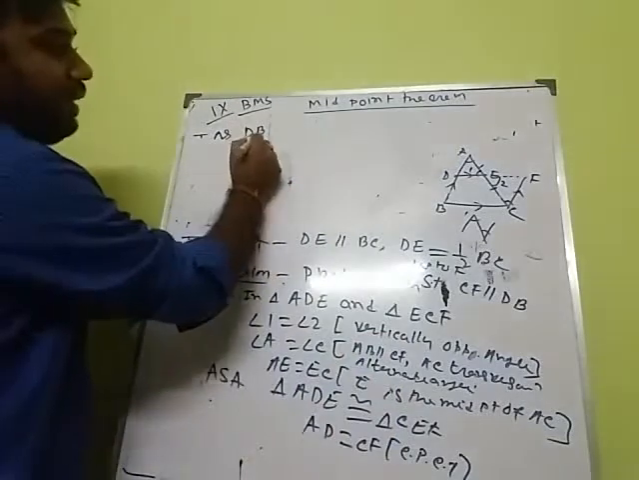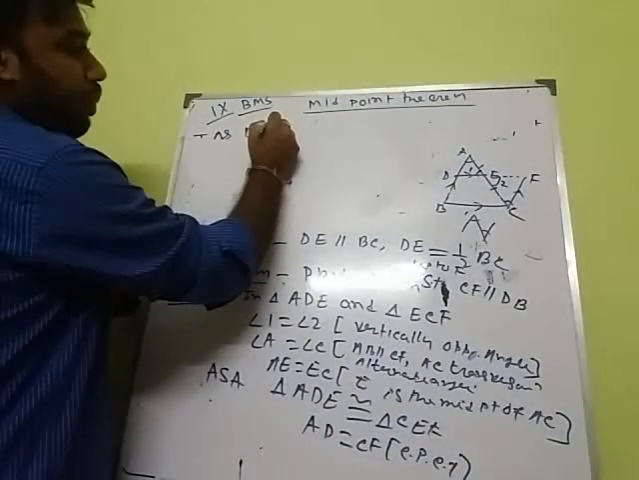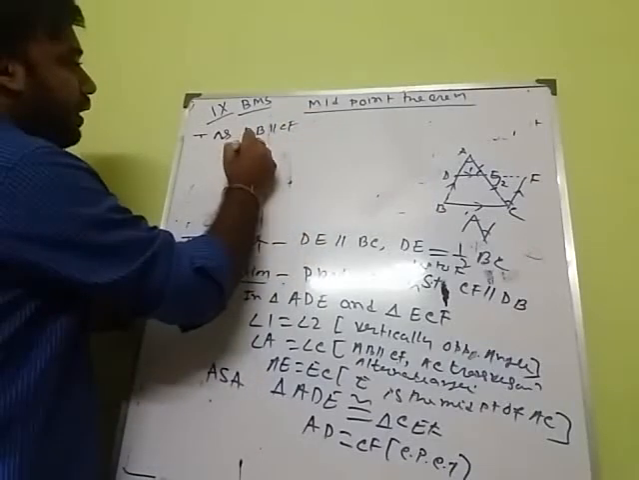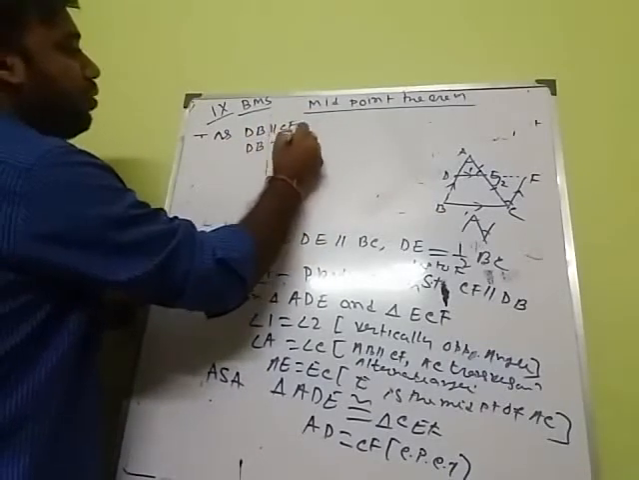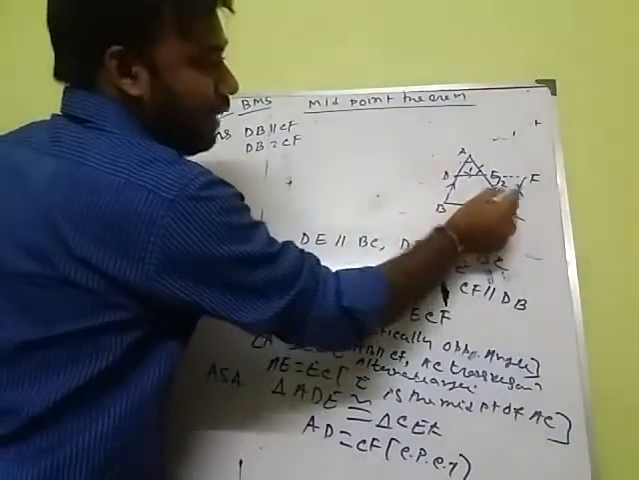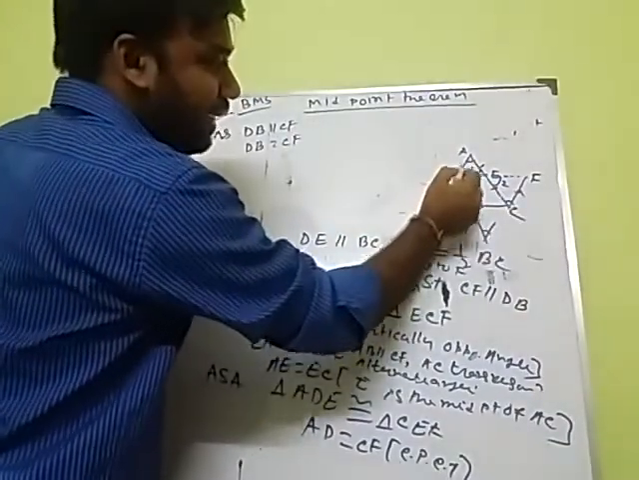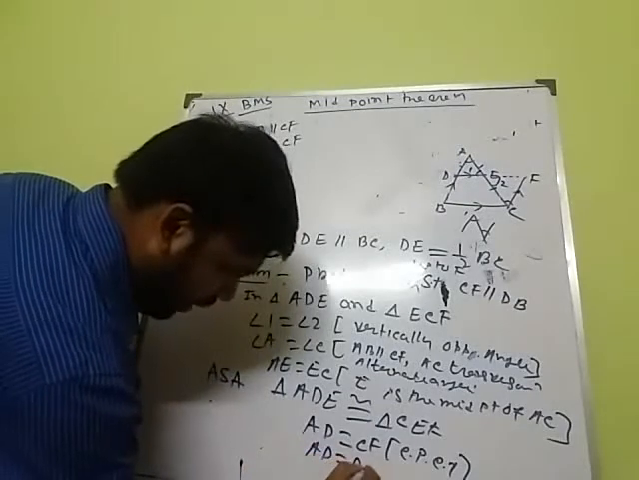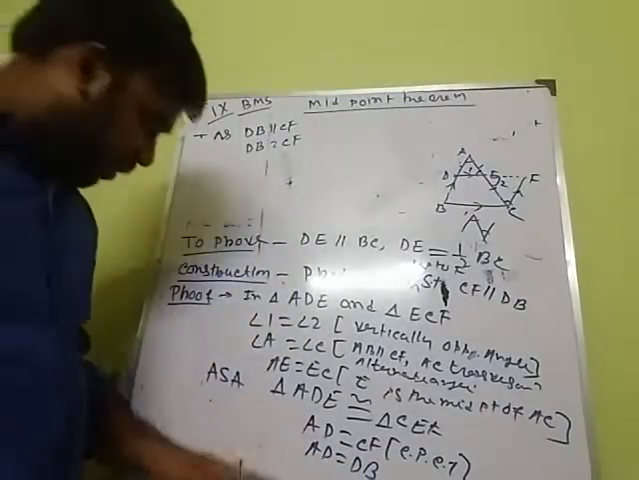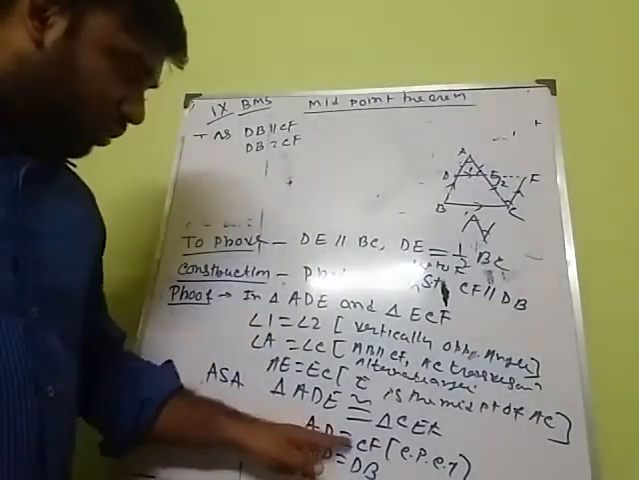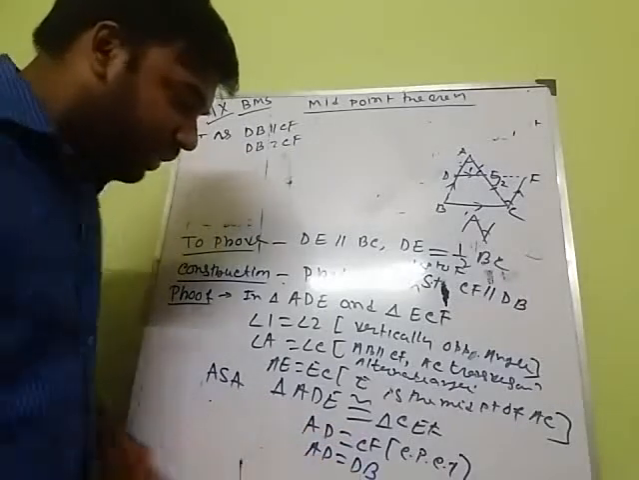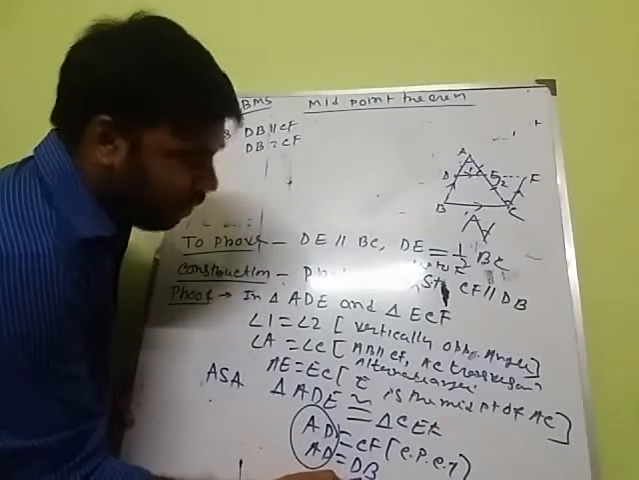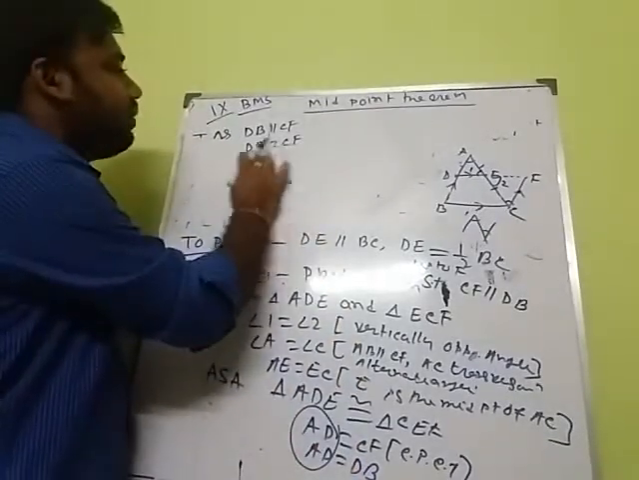So, as DB parallel to CF and DB equal to CF. Why DB equal to CF? Because AD equal to CF, and D is the midpoint, it means AD equal to DB. Here AD equal to also DB. AD equal to CF and AD equal to DB. It means left hand sides are equal, it means right hand sides also be equal. CF equal to DB. That's why I have written DB equal to CF.